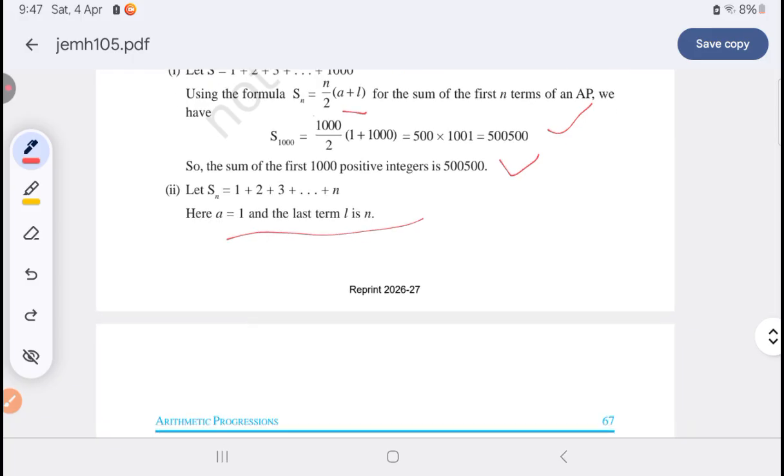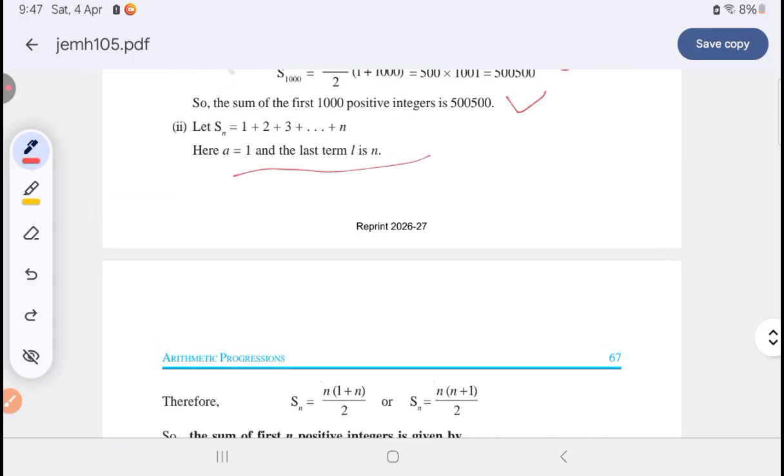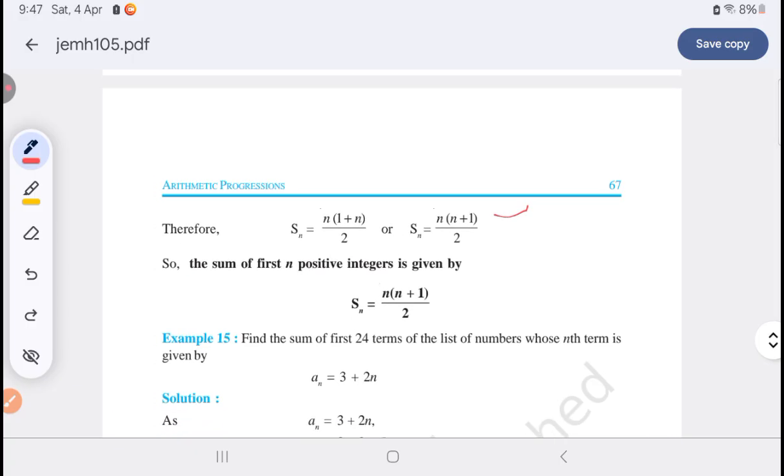Another question. So the first term is 1, the last term is n. So n into n plus 1 by 2. So the sum of the first n positive integers is n into n plus 1 by 2.